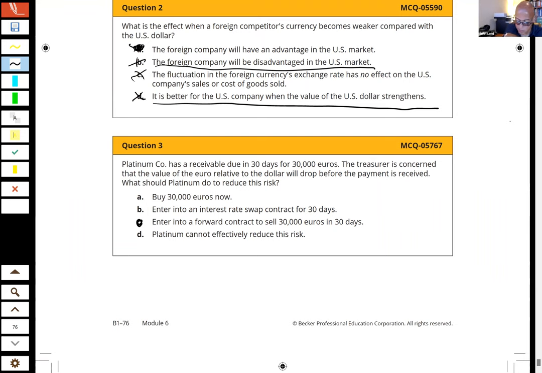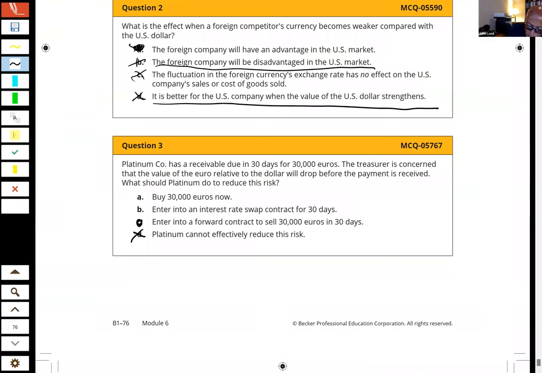And that's great because we have been studying how you can reduce the risk, right? Now, we have this situation: we have a receivable in 30 days, and we're worried that the value of the euro relative to the dollar will drop. So when we're finally paid in euro, we're going to receive less in dollars before the payment is received. What would Platinum do to reduce the risk?